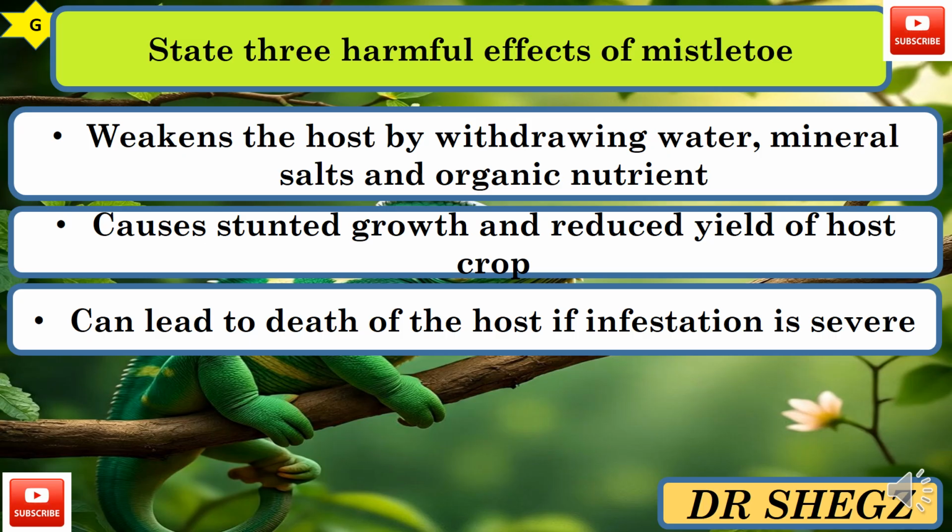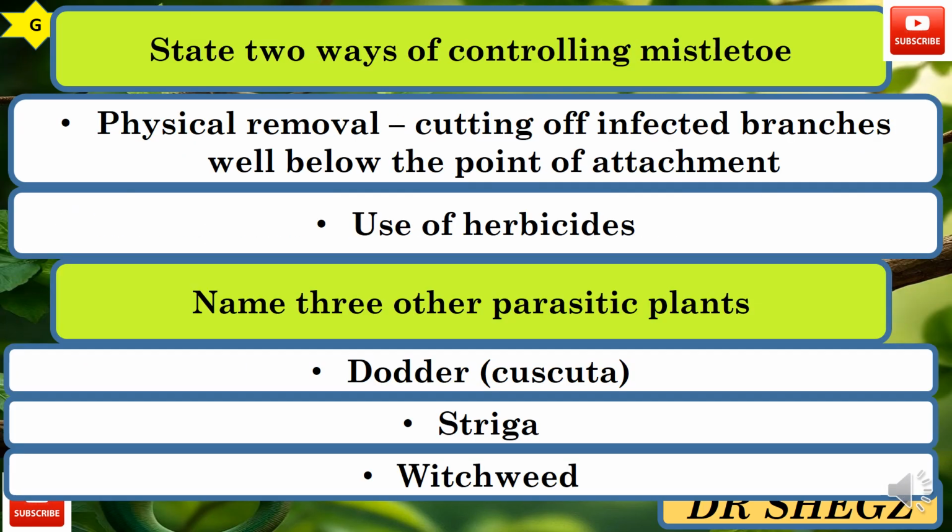Harmful effects of mistletoe: weakens the host by withdrawing water, mineral salts, and organic nutrient, causes stunted growth and reduced yield of the host crop, and can lead to the death of the host if the infestation is severe, because it absorbs all the available nutrients to the detriment of the host. Two ways of controlling it: physical removal and use of herbicide. So you have physical control, you have chemical control.